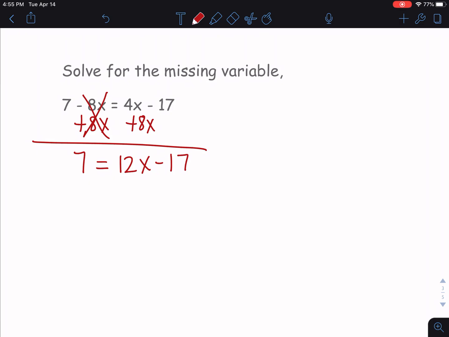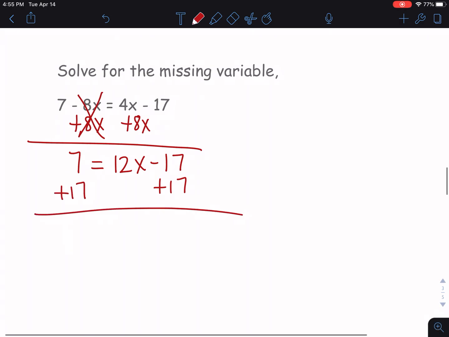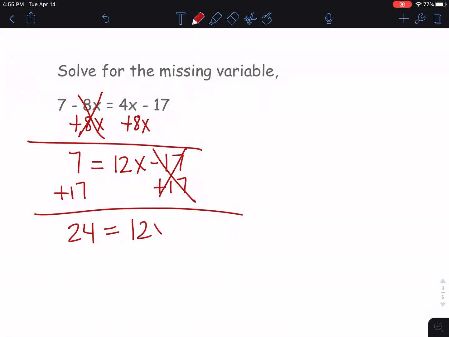a two-step equation here. So I'm going to use inverse operations, and my first inverse operation is to add 17 to both sides. And 7 plus 17 is 24. And negative 17 plus 17 is 0, so I no longer need to write that. And I still have a positive 12x on this right-hand side.